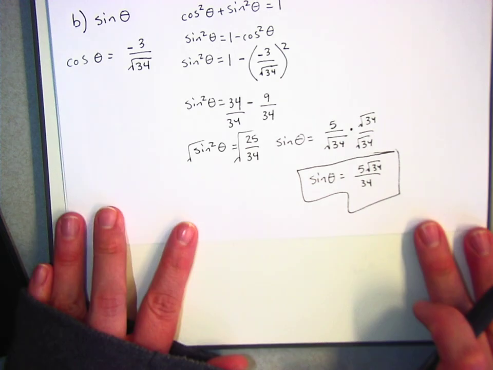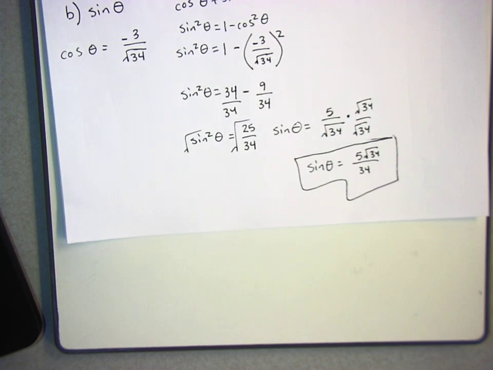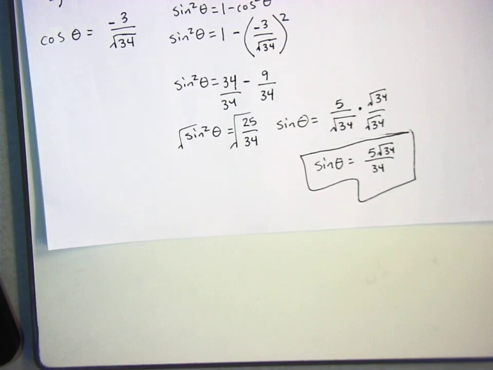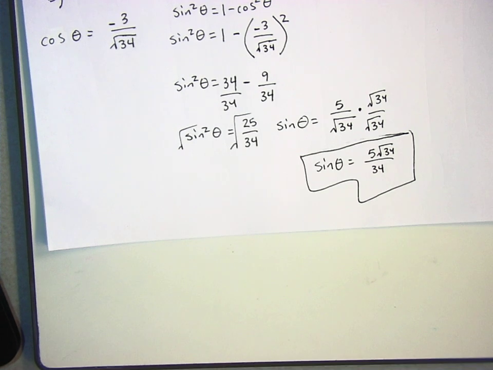Did anybody get it right? Nice. What did you do? We don't know what we rationalize. Did you rationalize it back up at the top with the cosine? How do you do that?